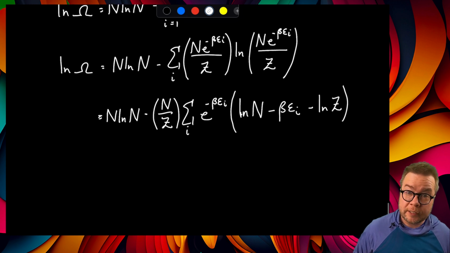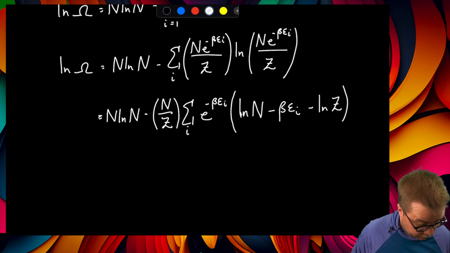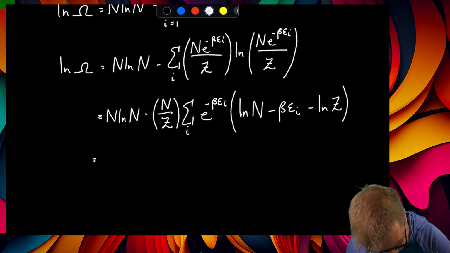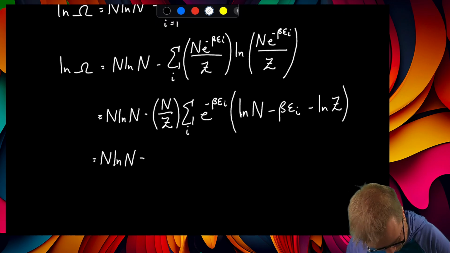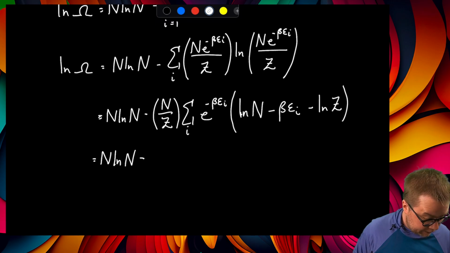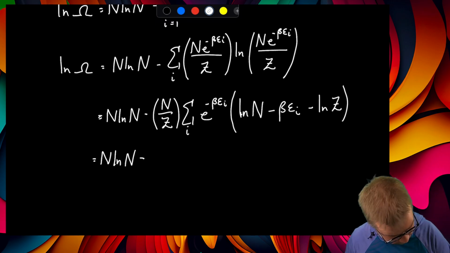Okay, so all I'm going to do in these next couple steps is just simplify this a little bit. This gives us what? n log n minus, we can multiply each of these terms through, and so we've got what?